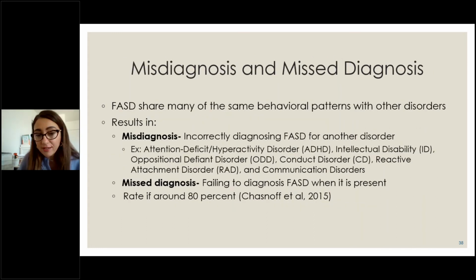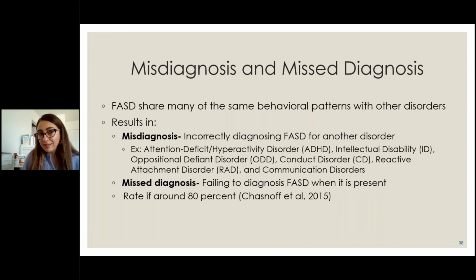So as we know from Dr. Chasnov's latest 2015 research, there is around an 80% rate of missed diagnosis, because FASD, as I mentioned, shares the same behavioral patterns with other neurodevelopmental disorders. So misdiagnosis means incorrectly diagnosing FASD as another disorder, so saying it's ADHD, whereas it's FASD. But we also know that they co-occur, they are comorbid with one another, so we can diagnose them at the same time, okay? The missed diagnosis means failing to diagnose FASD when it's actually there, but we miss it, okay?